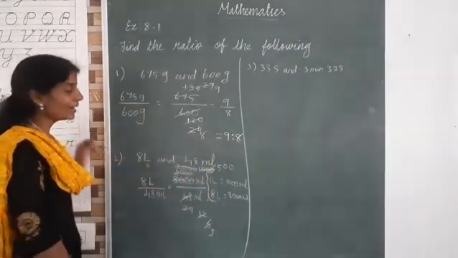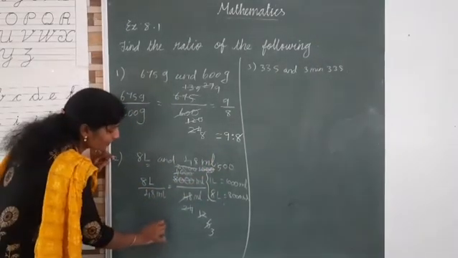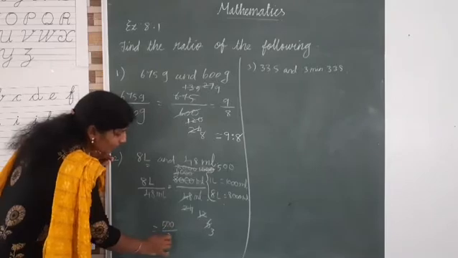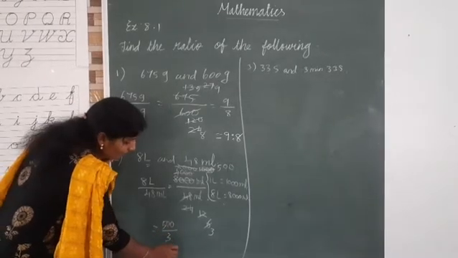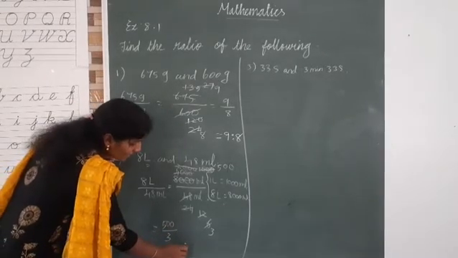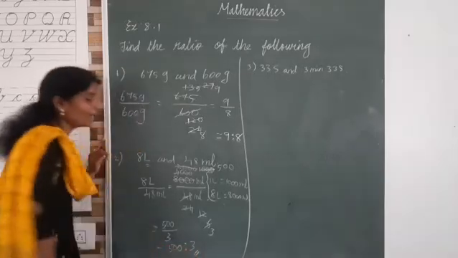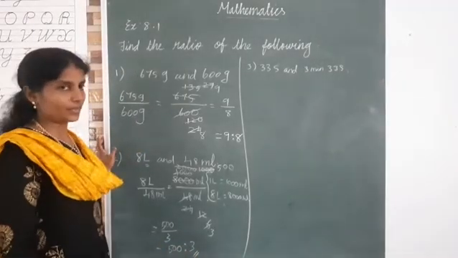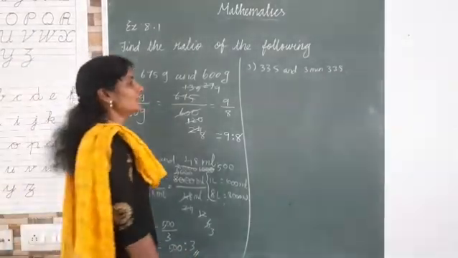Okay, then 3 table, 1 3 is 3, 2 balance, 6 3s are 18, no. So 500 divided by 3 is the simplest form. 500 divided by 3. So we can write in ratio form. 500 is to 3. 500 is to 3. Okay. Then third question.